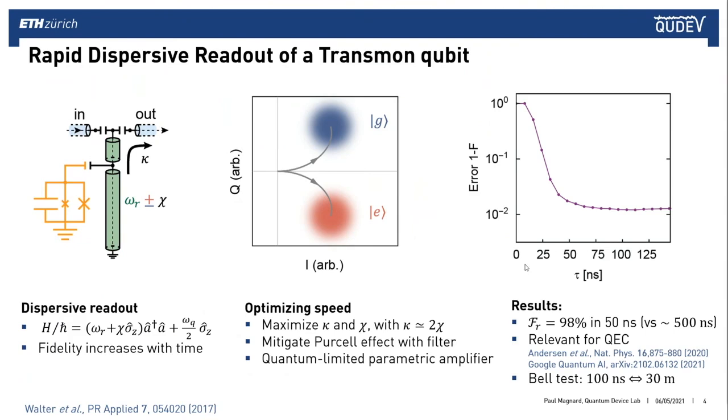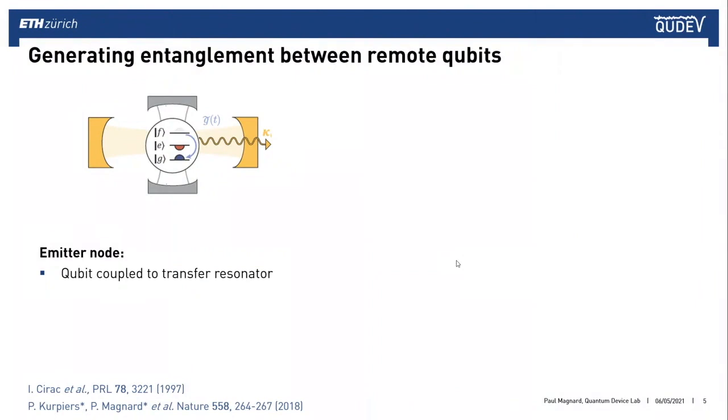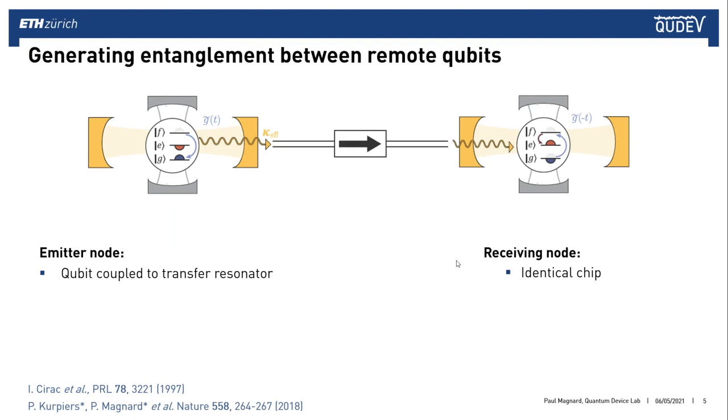To generate entanglement between two distant qubit chips, we adapt a scheme proposed by Ignacio Cirac to circuit QED. The emitter node consists of a transmon qubit coupled to two cavities, one for photon transfer in yellow and one for readout shown in gray. The receiving node is an identical copy to which the emitter node connects via a directional microwave quantum bus.